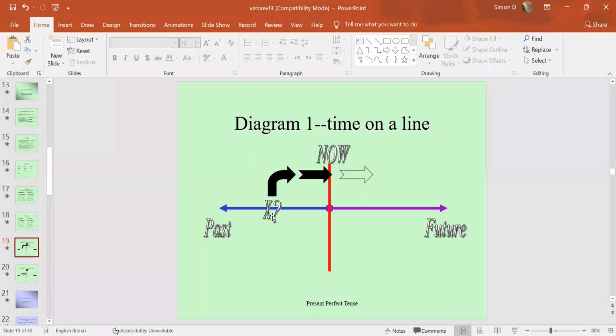So look at the diagram. That's why it is in the past, but it almost comes to the present. That's why it's called present perfect. Basically, it gets perfected in the present. Basically, the action that is in the past. It just comes up until now.